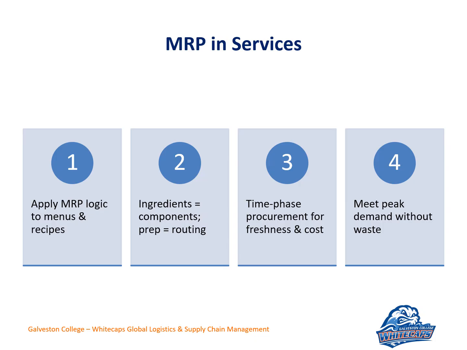Proper time phasing reduces spoilage. That means getting product into the freezer or refrigerated storage at the right time so nothing spoils and you can meet the lunch rush, lunch demand. Those are just some examples using the MRP logic, the ingredients, the procurement for freshness and cost, and you meet the peak demand without waste. If you're planning that it's going to happen, it's easier to say we're going to reduce the waste as much as possible.